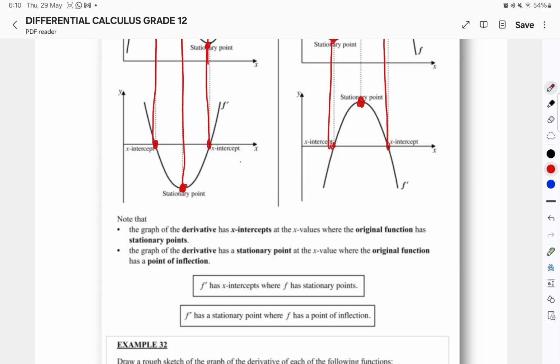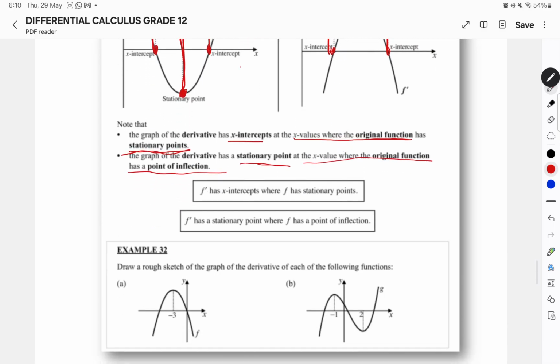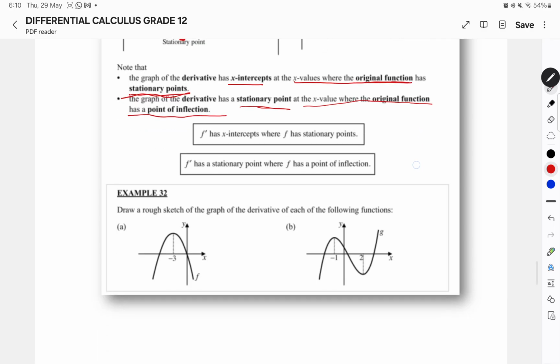It says to us, note that the graph of the derivative has the x-intercept at the x values where the original function has a stationary point. Basically, the stationary points are the x-intercepts of the graph of the derivative. Also, the graph of the derivative has a stationary point at the x value where the original function has the point of inflection. So the point of inflection will give us the turning point of the first derivative of a function. Good.